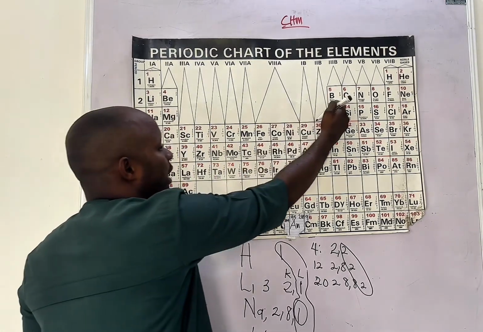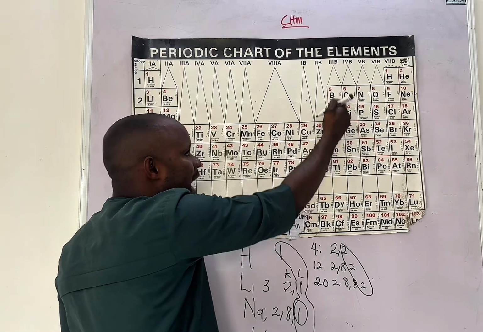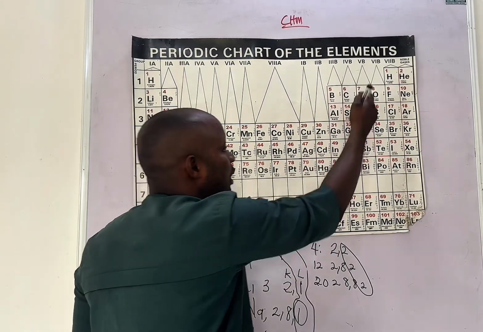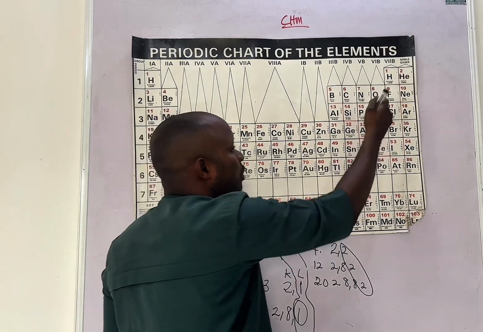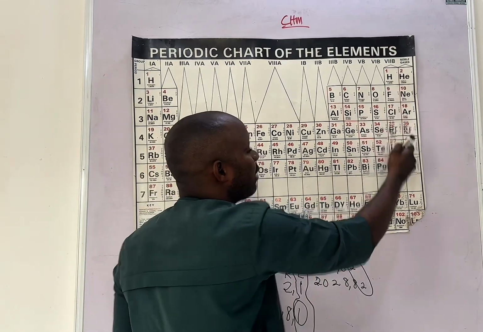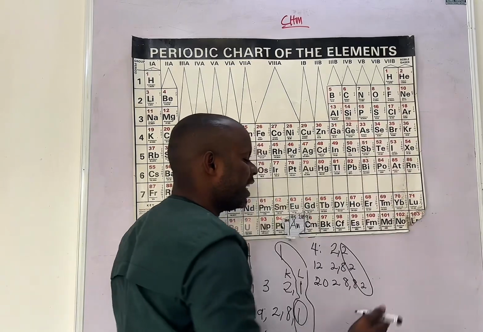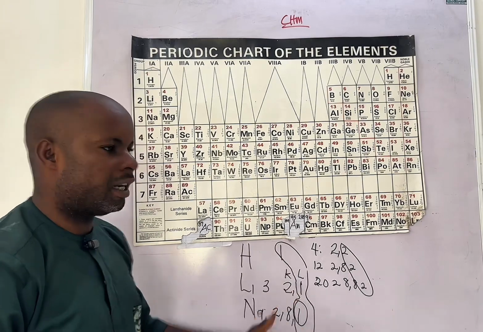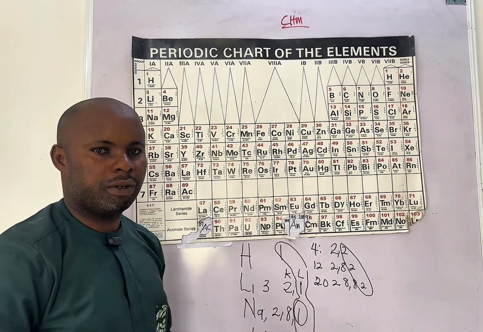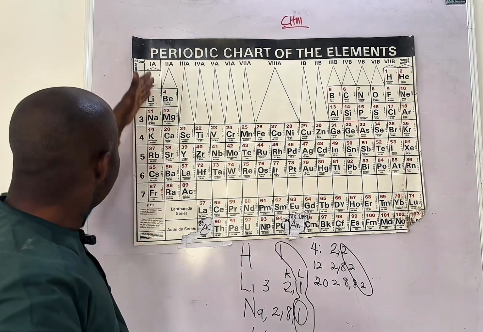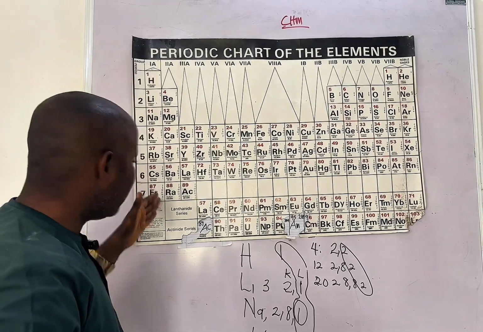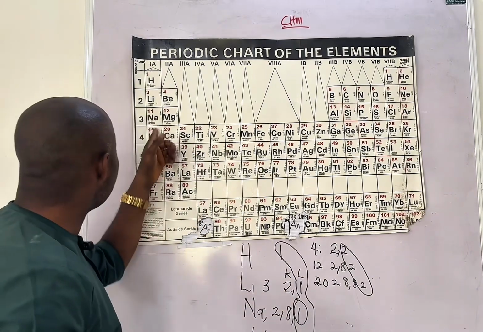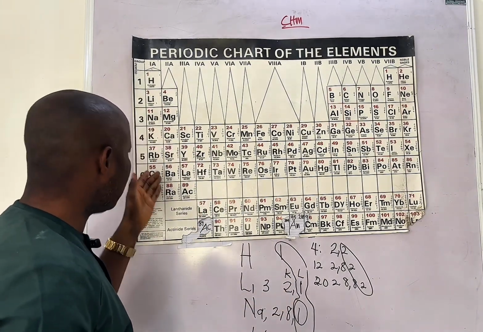In group 3 as well, they are placed there because they have 3 electrons in their outermost shell. That is how in group 4 they have 4 electrons, in group 5 they have 5 electrons, in group 6 they have 6 electrons, in group 7 they have 7 electrons, and in group 8 they have 8 electrons in their outermost shell. So the number of electrons in the outermost shell determines the group they belong to. By so doing, the groups determine the chemical properties of such elements. They share the same chemical properties.